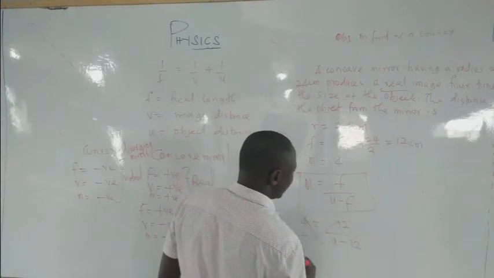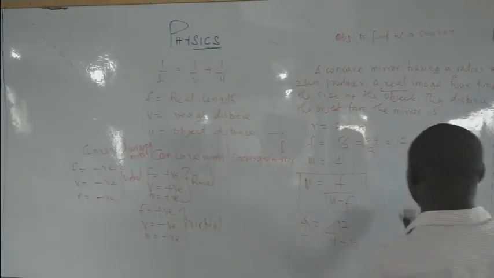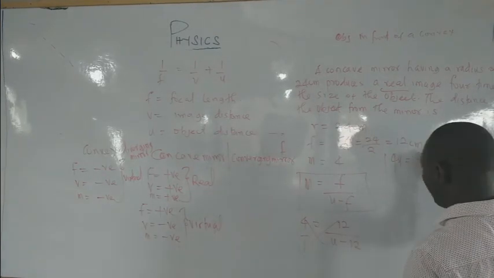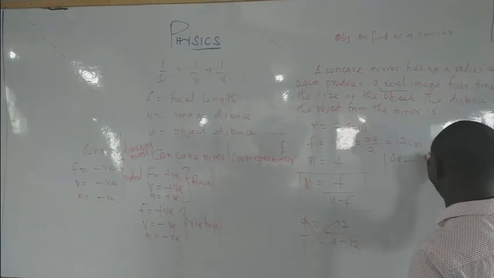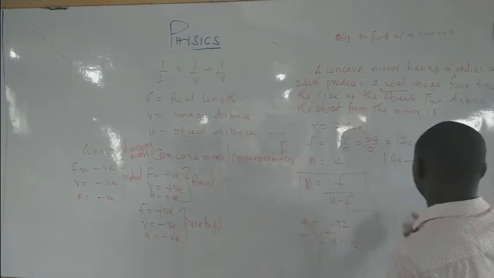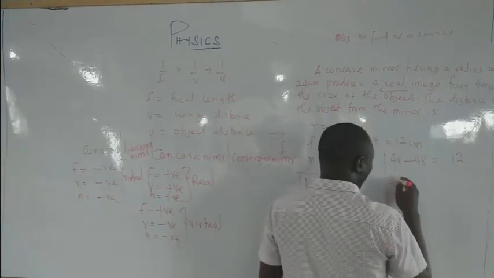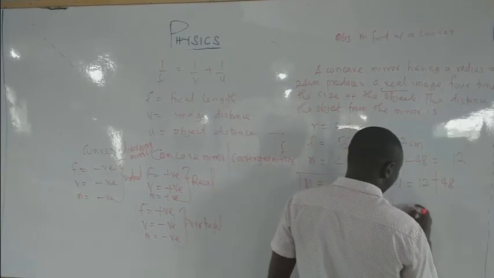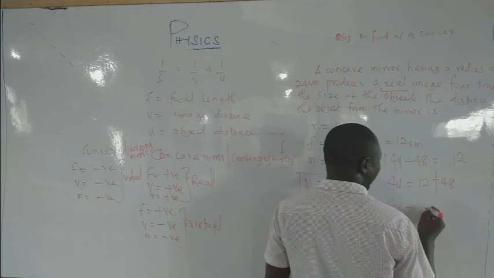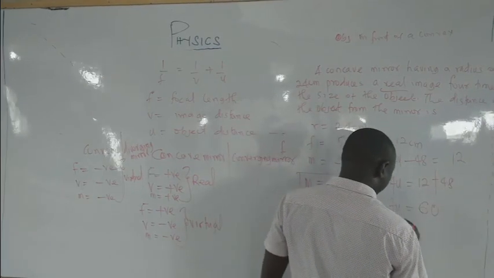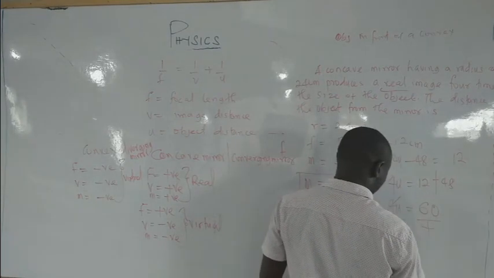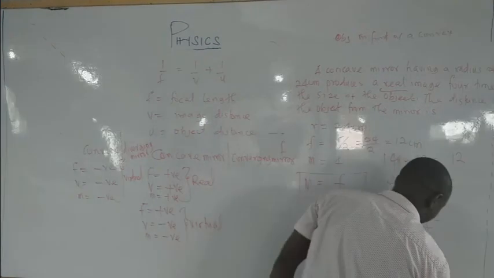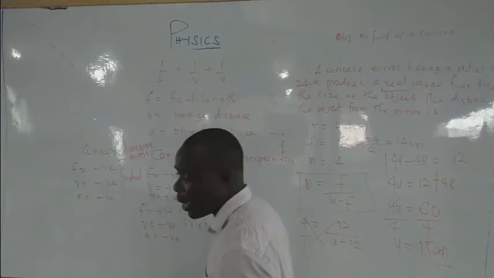We cross multiply. We have 4 times U, 4U, equals 4 times 12, that is 48, plus 12. Collecting like terms, 4U equals 12 plus 48, which is 60. Dividing by 4, 60 over 4, the answer is 15 centimeters. That is the object distance we are asked to calculate.